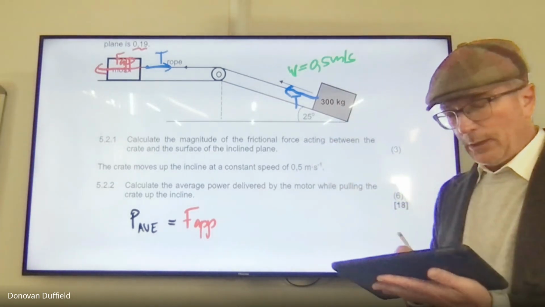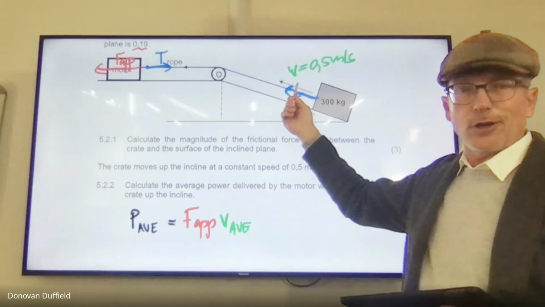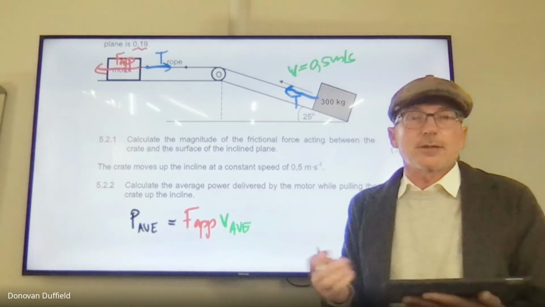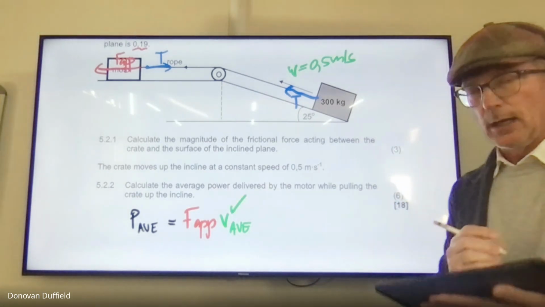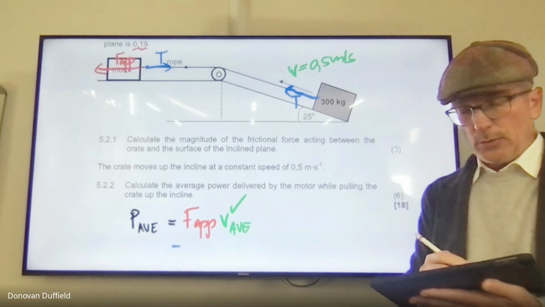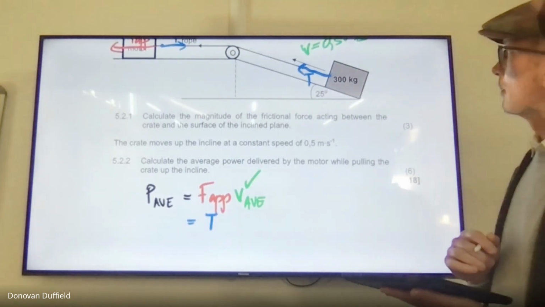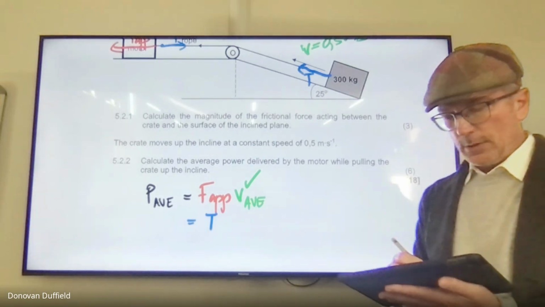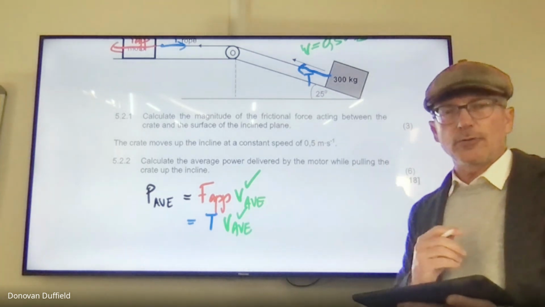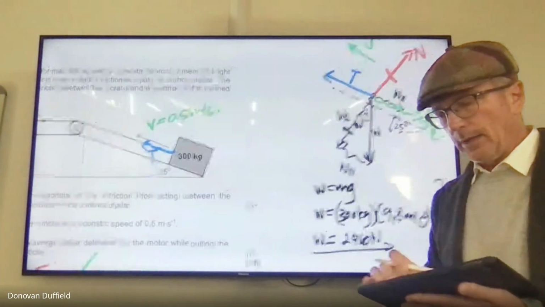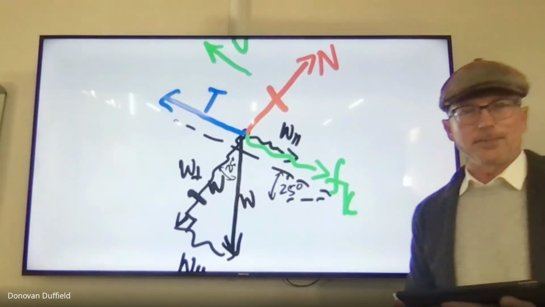We also know that we actually have the average velocity because the velocity is constant. So the average velocity is 5 meters per second because it doesn't change. So we have that. And we know through discussion that the power is going to be the applied force times V average. We have that. So we need the tension force.